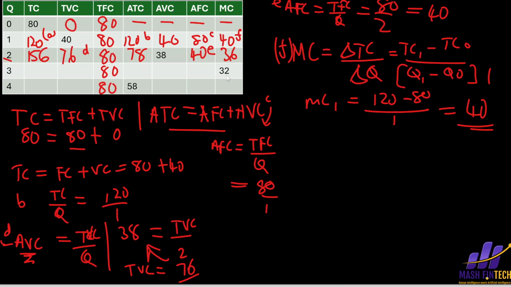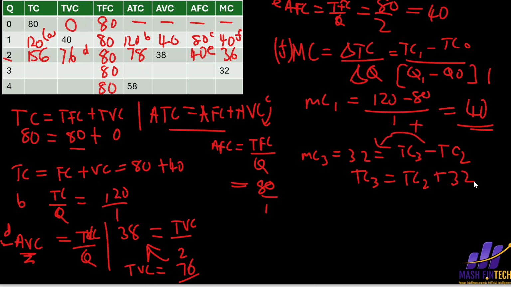When we get to 32, this 32 is the given marginal cost. The marginal cost for an output of 3 equals 32, which is equal to the total cost at 3 minus the total cost at 2. Hence, the total cost at 3 equals the total cost at 2 plus 32, which is 32 plus 156. 32 plus 156 should give you an answer of 188. Just confirm these answers. 188.